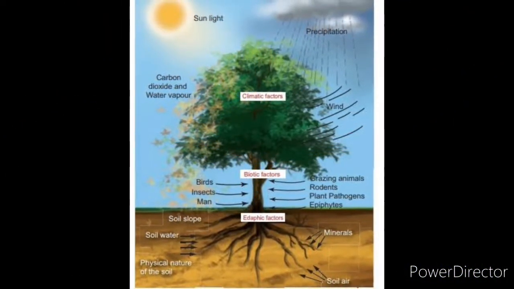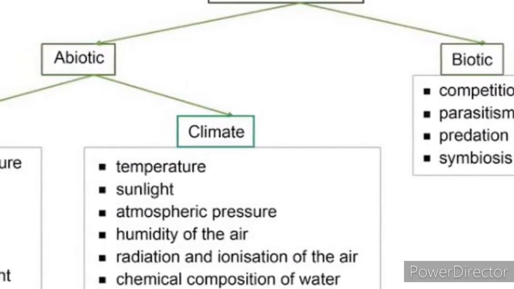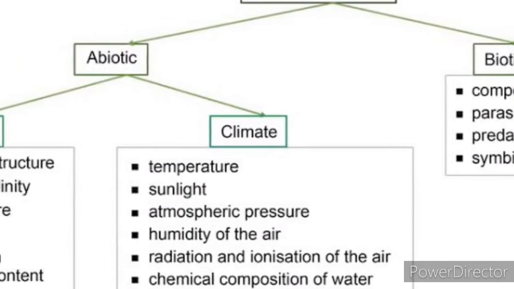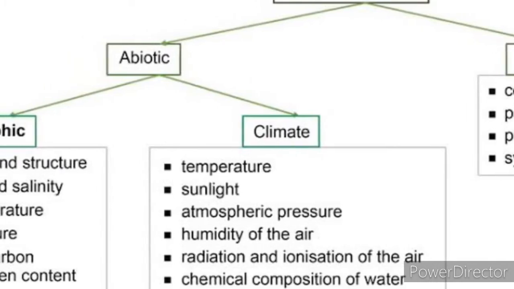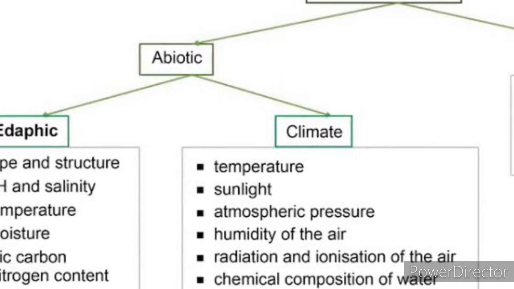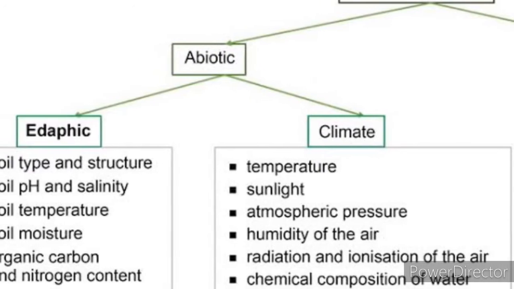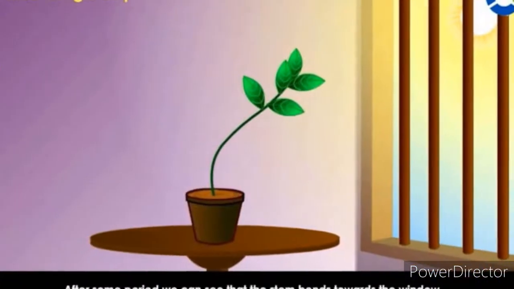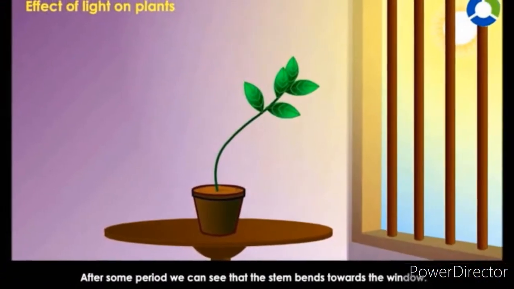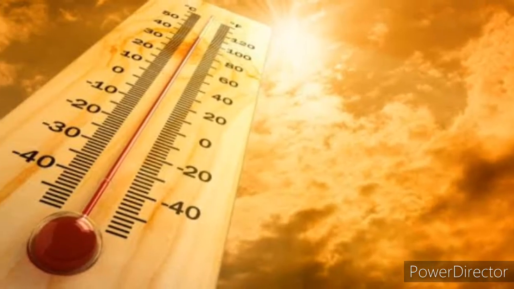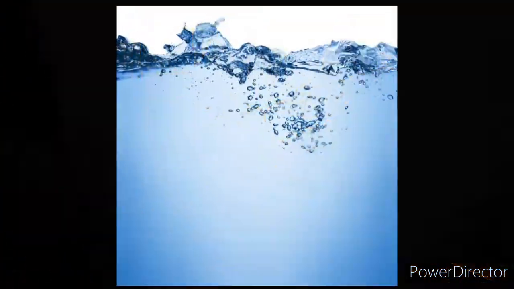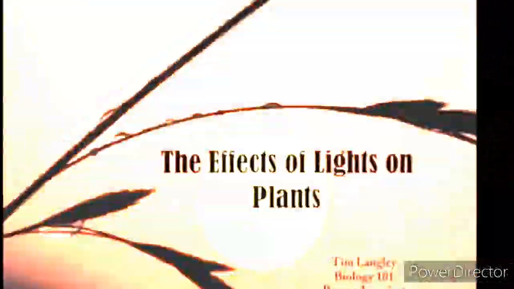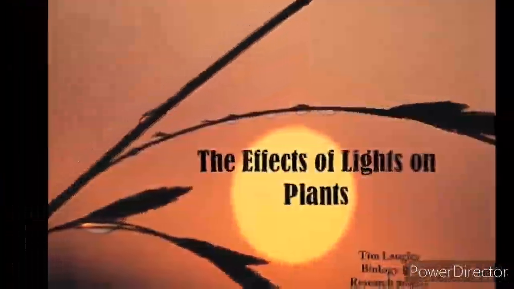Let's continue the topic with ecological factors. There are two main factors: abiotic factors and biotic factors. Under abiotic, climatic factors, edaphic factors and topographic factors are to be discussed. Let us discuss climatic factors first. In climatic factors, we are going to discuss light, temperature, wind, water and fire. First, light.